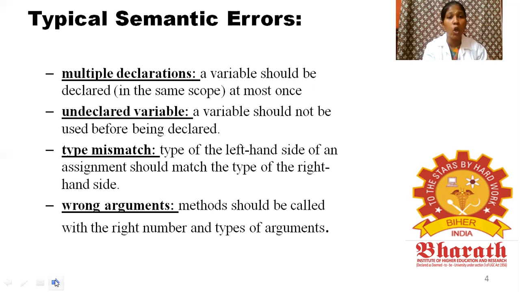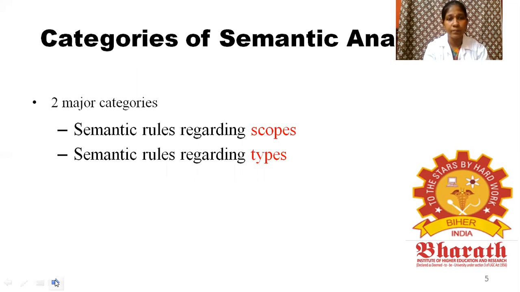In the same way, when you call any methods, your main method is going to call your sub method. You have to check whether the statement calls the sub method correctly or not. These types of errors are known as wrong arguments.